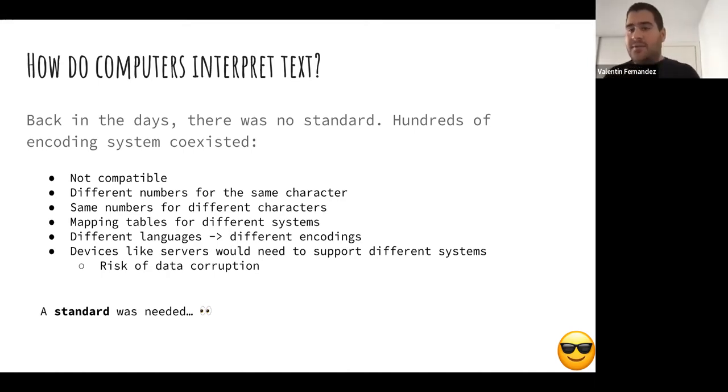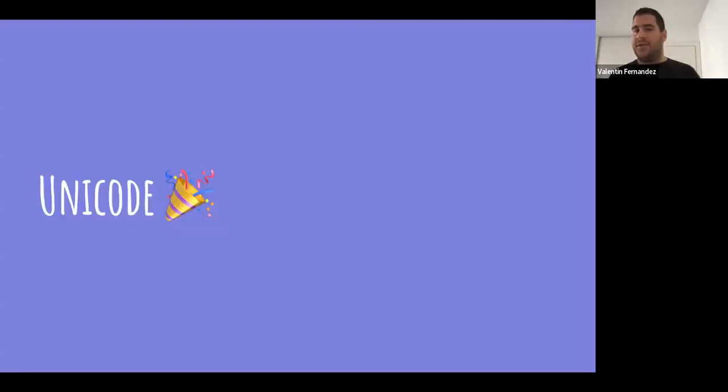And we also had devices like servers that were handling requests all around the world, and they needed to support different encoding systems using these mapping tables, right? So there was a lot of risk of data corruption. So a standard was needed, right? So that's how Unicode came out.